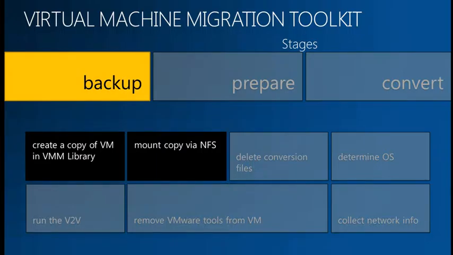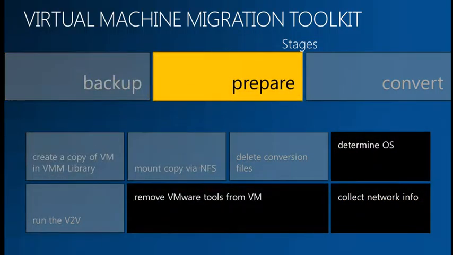Then what we're going to do is mount that copy via NFS and present it back to the VMware environment, because we're going to have to do some things to it. The next thing we're going to do is prepare that machine for its V2V. The first thing we do is interrogate the machine and make sure that the OS is what we thought it was, and do some other remedial checks on it.